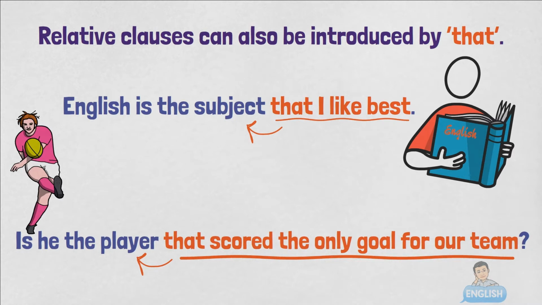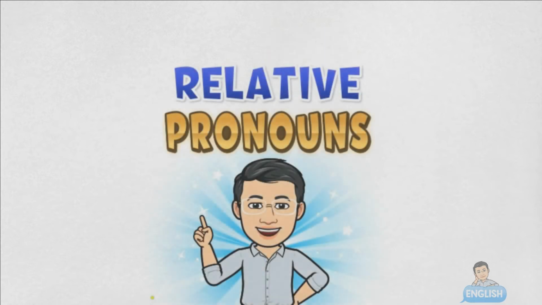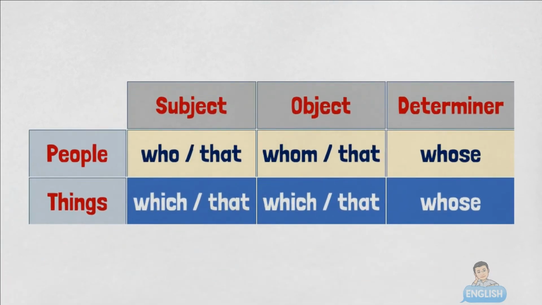In this video, we are going to study relative clauses that are introduced by relative pronouns. When who, whom, which, that, whose are used to introduce relative clauses, they are called relative pronouns. Look at the chart below. As you can see, who, which, and that can be the subjects of verbs in relative clauses. Whom, which, and that can be the objects.